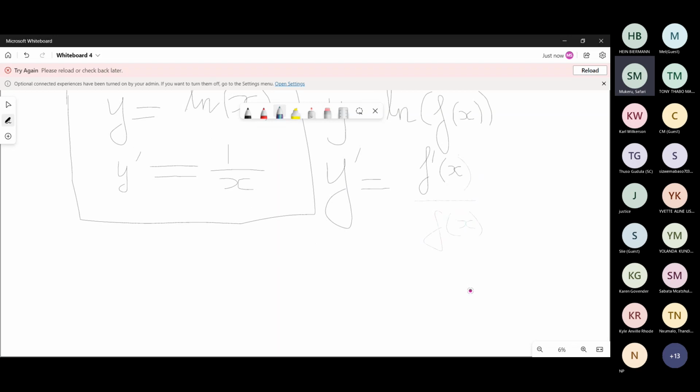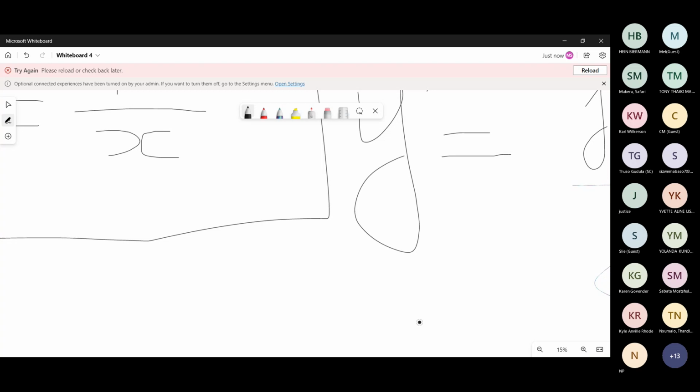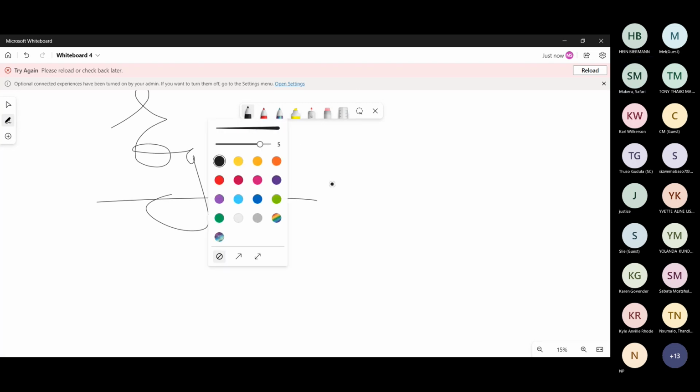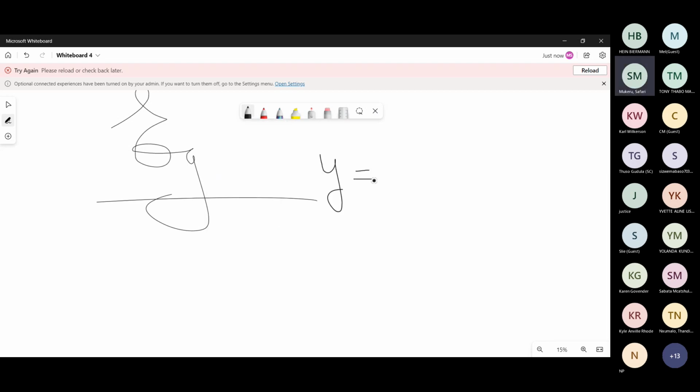Let me take an example before we close. Look at my mouse now. Let me take the function y equals ln of 4x plus 2. Who can compute here the derivative of this quantity? Please find for me here y prime. Anybody?